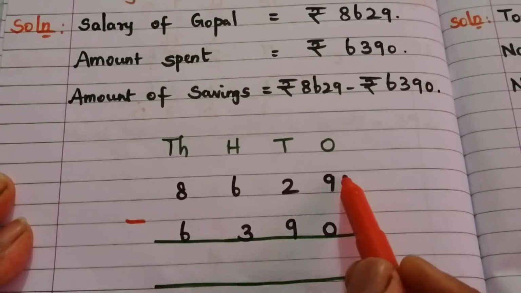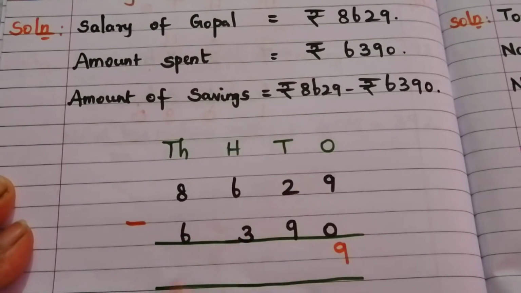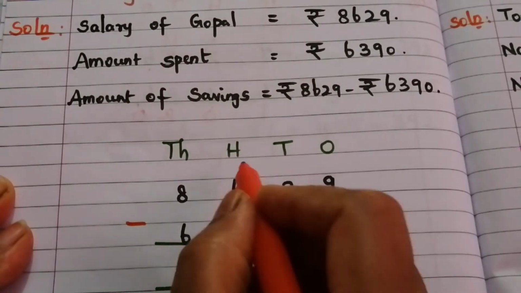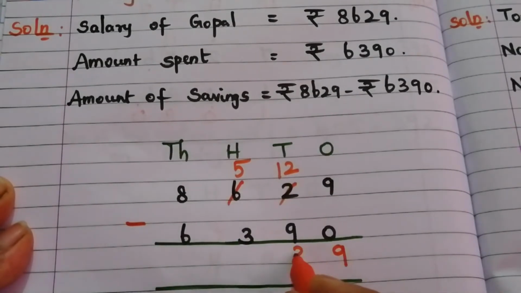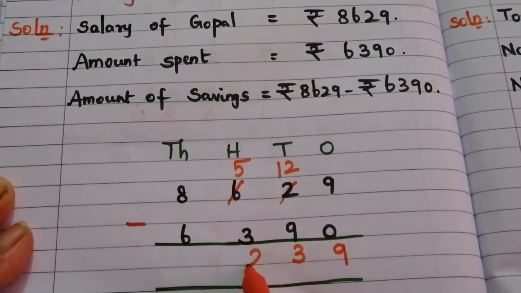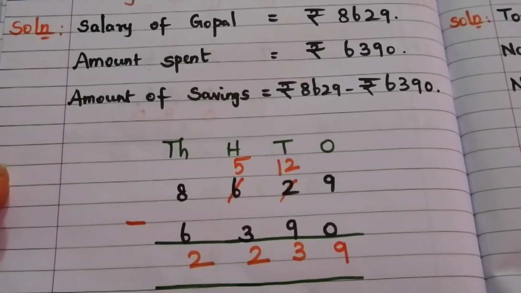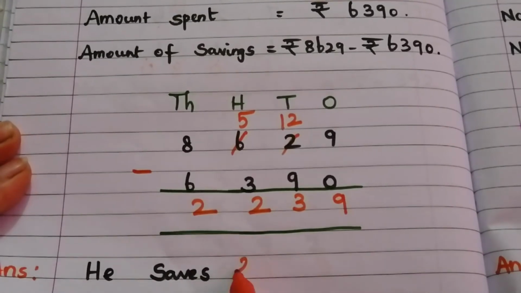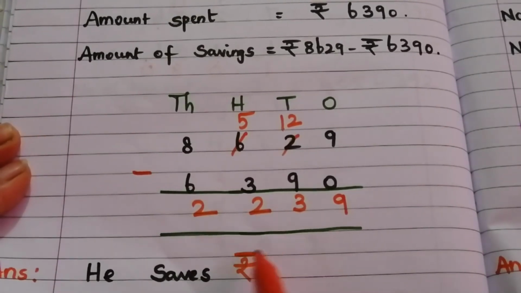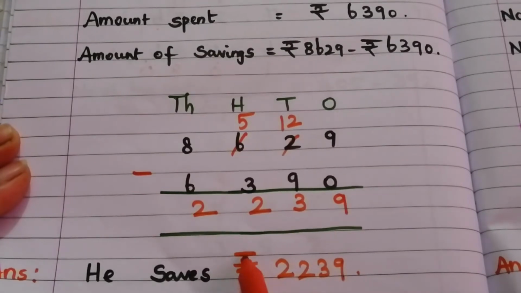After writing these two data vertically, we have to do the subtraction operation. Start from ones place. 9 minus 0 is 9. We can't subtract 9 from 2, so borrow from the 6, 5, 12. 12 minus 9 is 3. 5 minus 3 is 2. 8 minus 6 is 2. So the answer is 2,239. So he saves rupees 2,239.